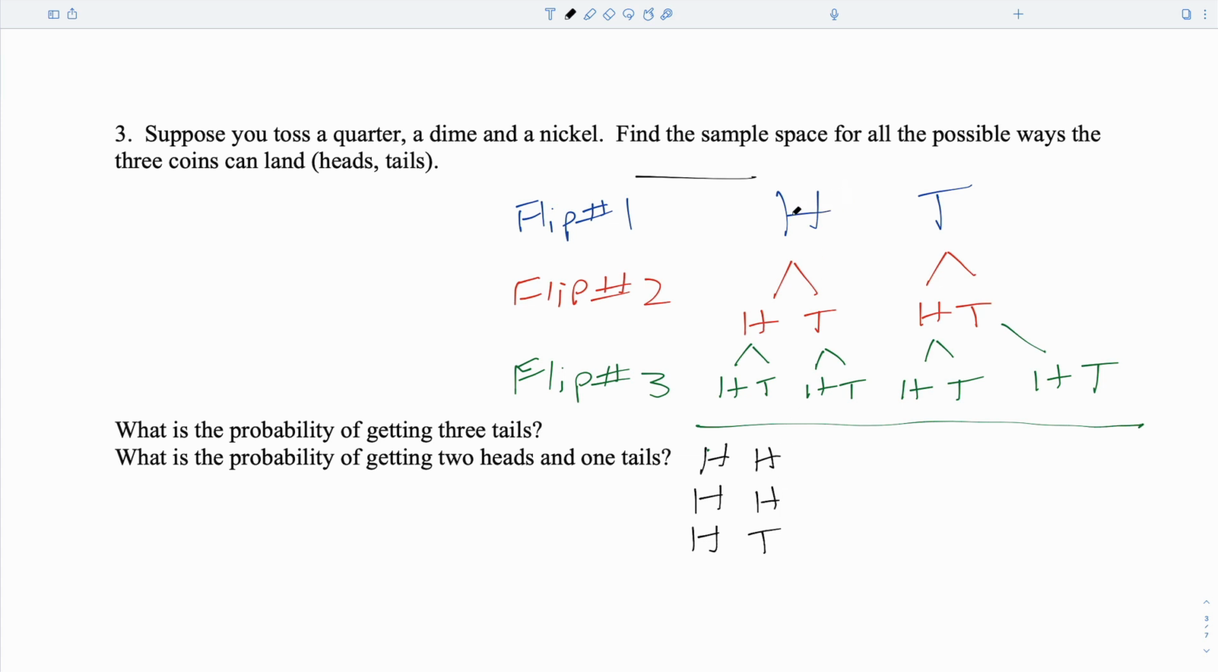Isaiah, if you got heads, then tails, what's the next option? Heads, tails, with heads. Okay, head, tail, head is the third option. Notice how I'm going down the line. So I've done this. I'm going to go to heads, tails, tails. Heads, tails, then tails. Okay, that is done.